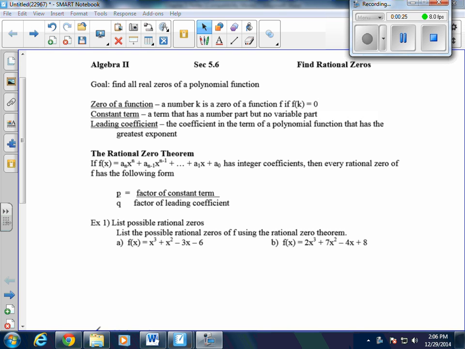The constant term is a term that has a number part but no variable. And again, the leading coefficient is the coefficient of the term of the polynomial function that has the greatest exponent.